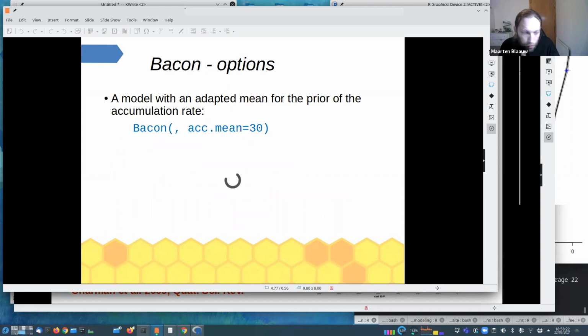You're also certainly welcome to adapt the priors for the memory and for the accumulation rate. You can do that by typing, for example, accumulation.mean, so the mean of the prior accumulation rate, which by default is, I think, 10 or 20. You can set it to something else if you have information for that.